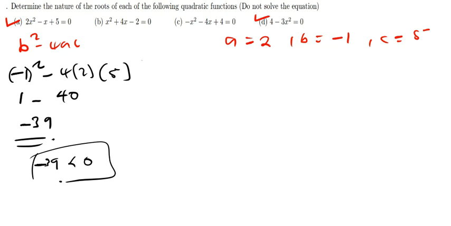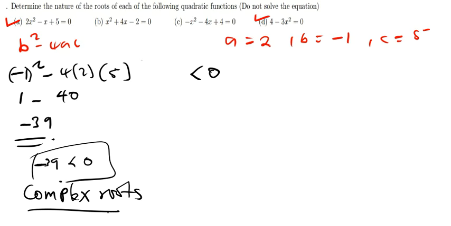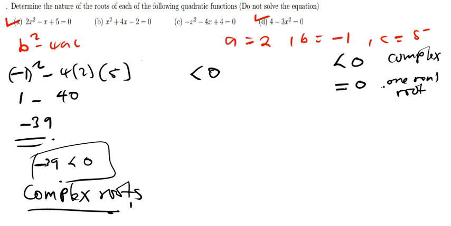I said if it's less than 0, so it's complex roots. So if it is less than 0, you have complex roots. Don't forget this. It will always be there in your test, in your exam, in your quiz. These are basics. If it is equal to 0, we have got 1 real root. If it is greater than 0, you have got 2.